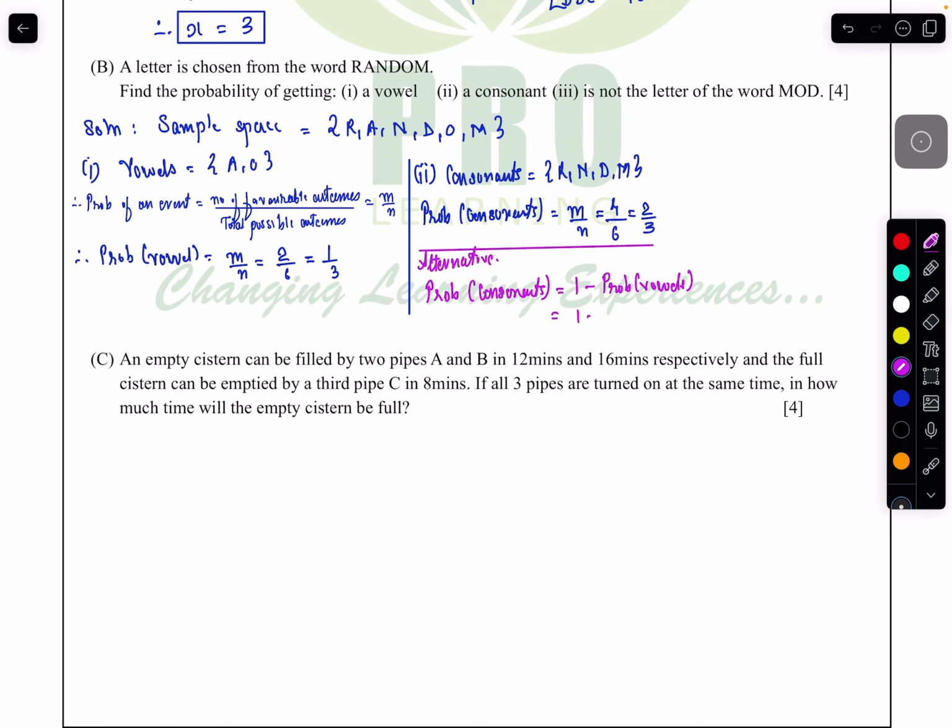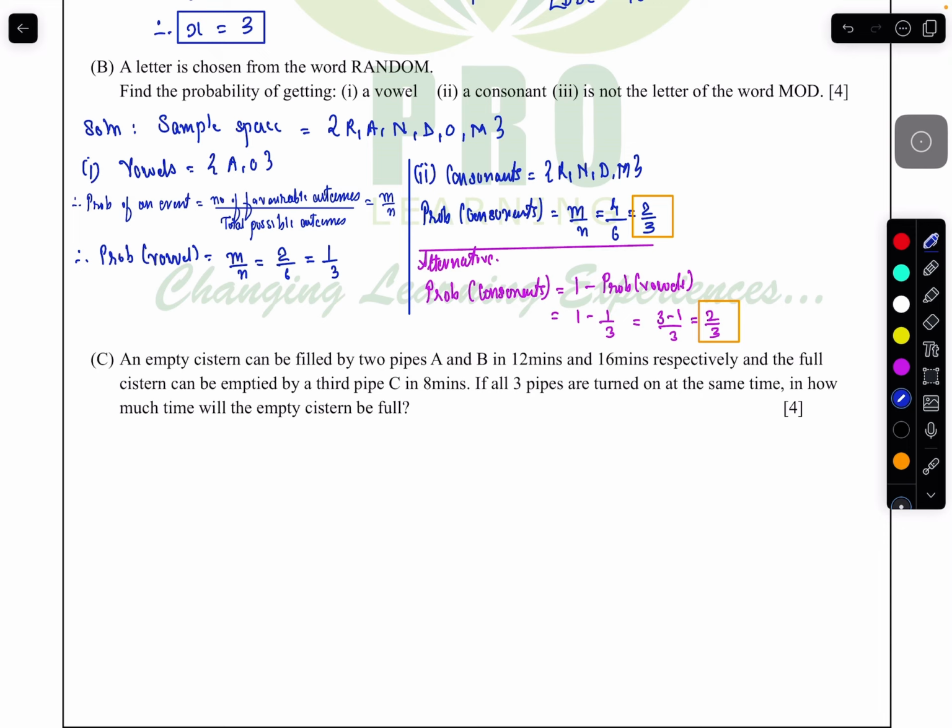So that becomes 1 minus 1 over 3, which is 3 minus 1 over 3, which would be 2 over 3. And this answer is precisely matching with the answer that we obtained at the top. This and this is the same. Now we move on to the third one.